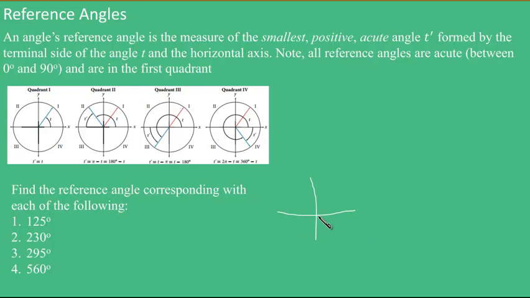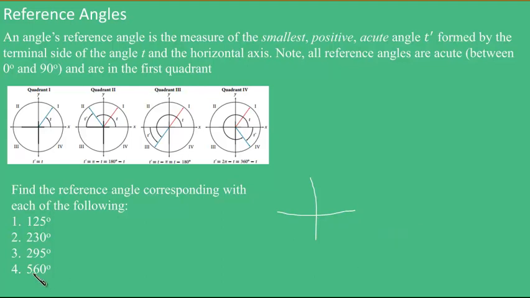For 295, that places us over here somewhere. And then to get what the reference angle is, we simply say what? 360 minus 295. And this is going to be 65 degrees. So the reference angle here is 65 degrees.